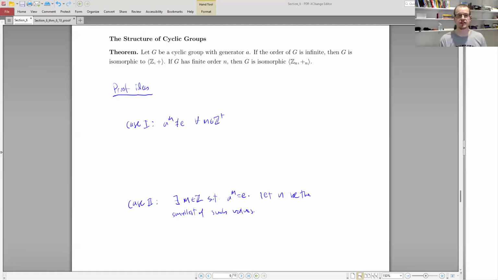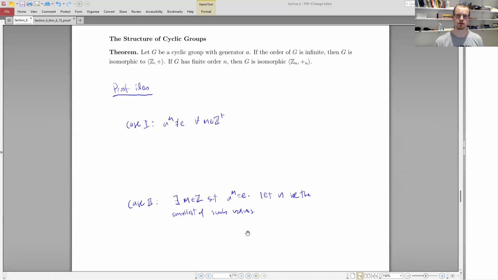Now, the proof for this theorem is a little bit longer. It isn't that bad. It's actually pretty straightforward to walk through, but it is a little bit time consuming. So I just want to present the idea. Again, our theorem states that for a cyclic group with some generator, the group is isomorphic to Z in the case that the order of G is infinite, or if the order of G is finite, then G itself is isomorphic to Z sub n.